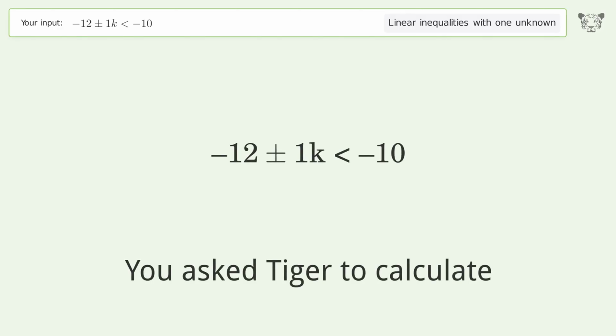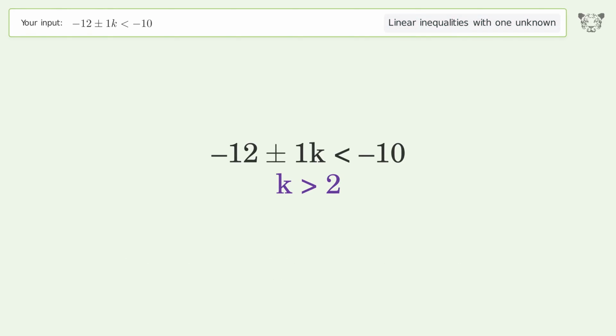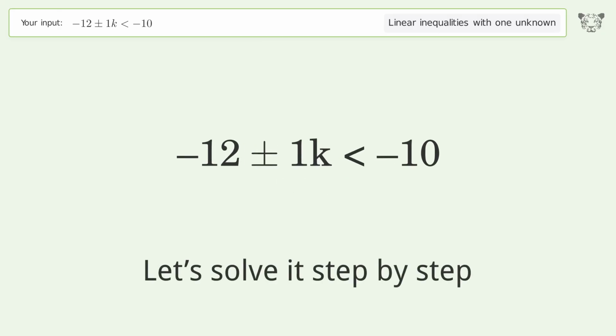You ask Tiger to calculate. This deals with linear inequalities with one unknown. The final result is k greater than -2. Let's solve it step by step.